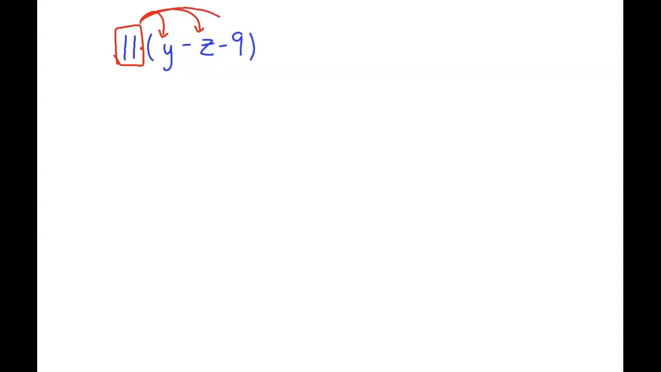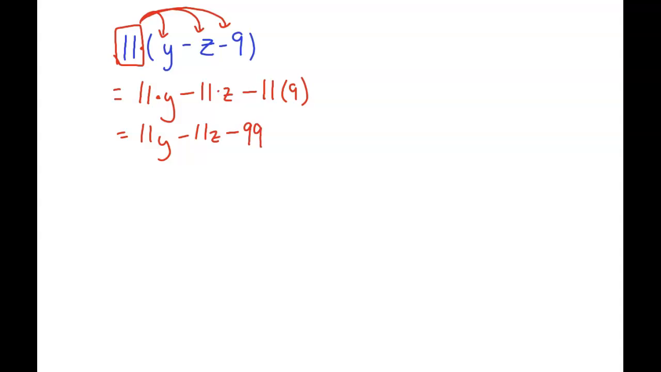So I'm going to multiply, and I'm going to get 11 times y, minus, because I'm going to bring down that sign, 11 times z, minus 11 times the 9. Okay, well, 11 times y, all I can do is say 11y. Minus 11z, all I can do is say 11z. 11 times 9 is 99.